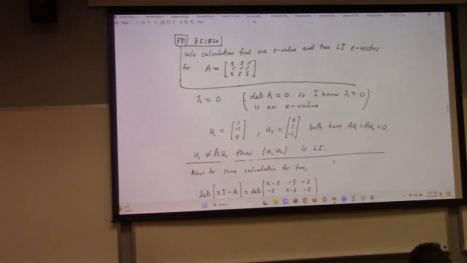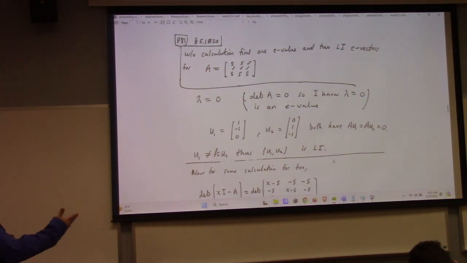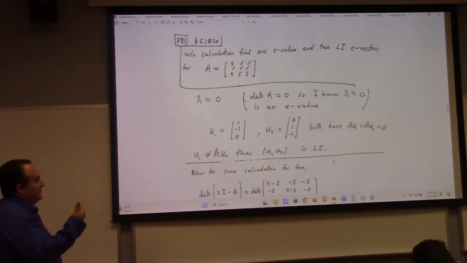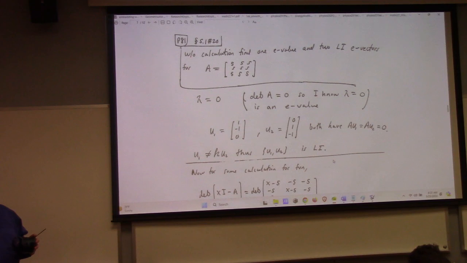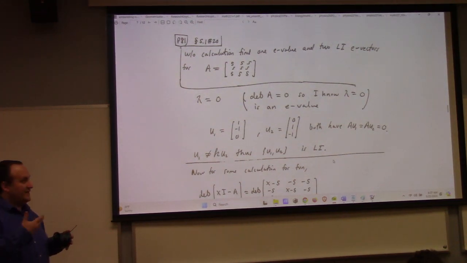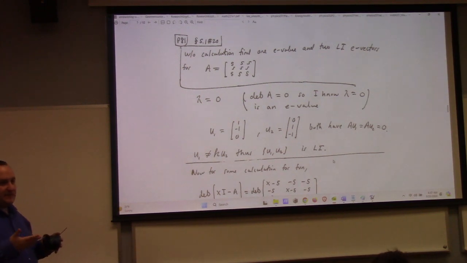So this says, without calculation, find one eigenvalue and 2 linearly independent eigenvectors. So you look at that and you go, well, clearly the column vectors are linearly dependent, or if you like, the determinant's obviously 0. Whatever first pops to your mind, it's clear that this is not an invertible matrix. And we learned that if it's not invertible, then lambda equals 0 is an eigenvalue. So that's what I can see without further calculation. Lambda equal to 0 is an eigenvalue.